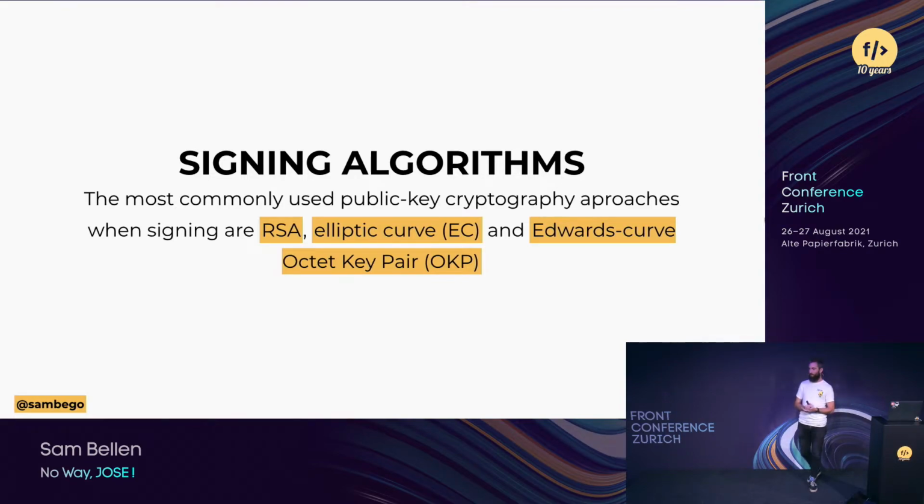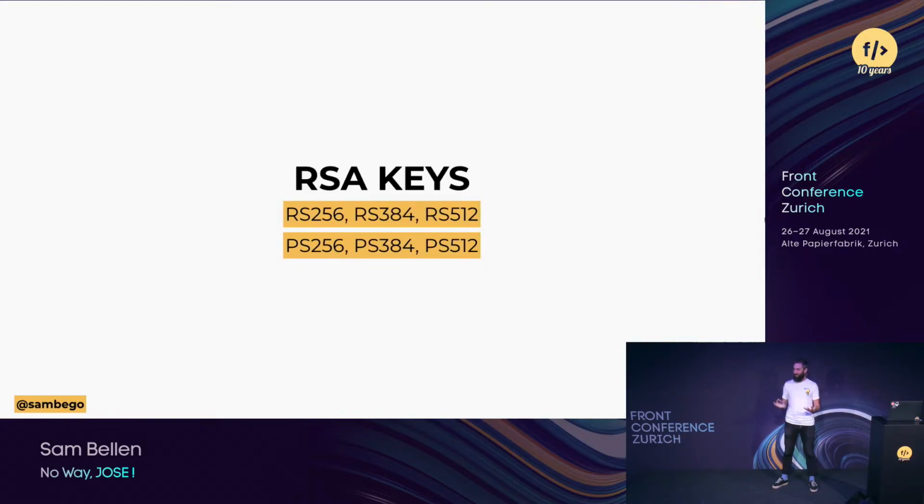So some signing algorithms, the most commonly used ones are RSA, elliptic curve, and Edwards curve octet key pair. That's very difficult to say as well. There's a lot of difficult words in this presentation that I struggle with, especially since English is not my native language. But RSA keys, some of the more famous algorithms are RS and PS, and then the bit length of their signatures or of their keys.